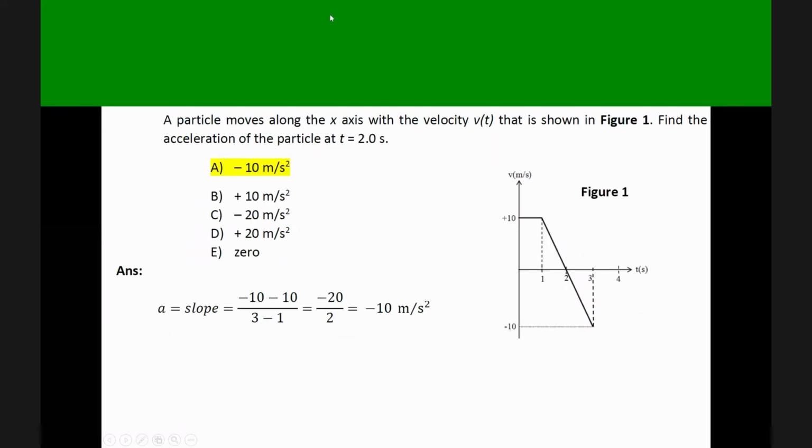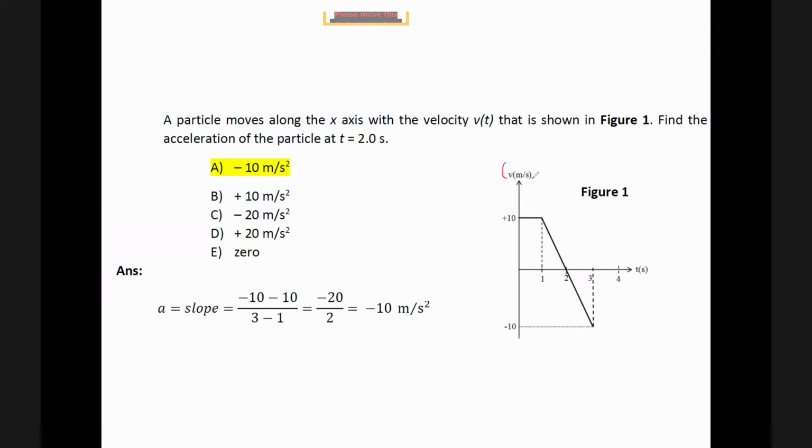Another question. A particle moves along the x-axis with the velocity versus t. So this is also v versus t. The slope of v versus t is acceleration. If you take the slope tangent at a certain point, it's the acceleration. Find the acceleration of the particle at t equal 2. Is it average or instantaneous? This is instantaneous acceleration because he specified the time at t equal 2. He did not say between t equal 1 and t equal 3. How to find instantaneous acceleration at t equal 2? He wants the slope here.